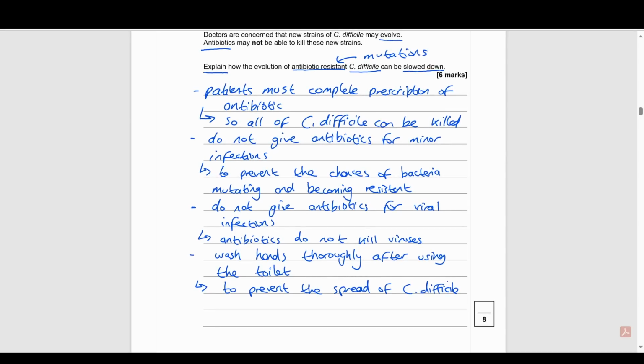So for each of the points that we have stated, we've given a reason, and that will allow us to answer the question properly because we've explained, so we can get 6 marks. Typically for a question like this, you want to get at least 3 points, 3 reasons, and that should satisfy 6 marks.